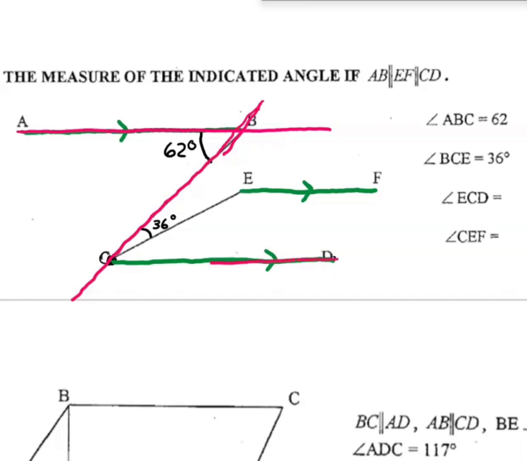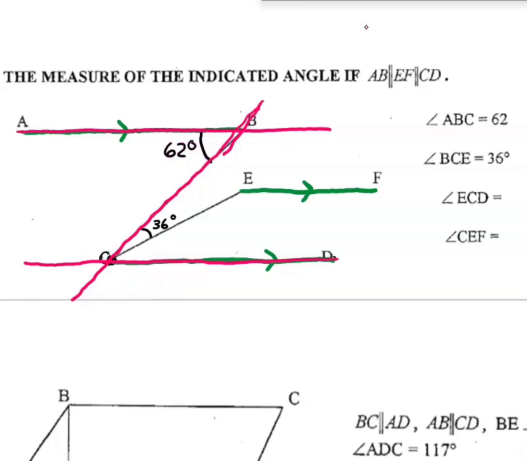Remember, every one of these relationships involves two parallel lines and a transversal. If you look at the pink only and nothing else, this 62 right here that we had originally is going to be an alternate interior angle with the combination of these two littler angles down below. Together, both of these are going to add up to 62. Because of that, we can now find angle ECD. We take 36 away from 62, leaving us with 26.